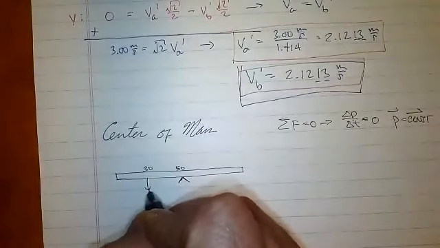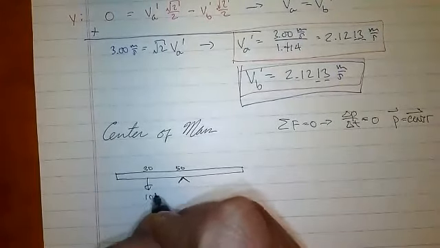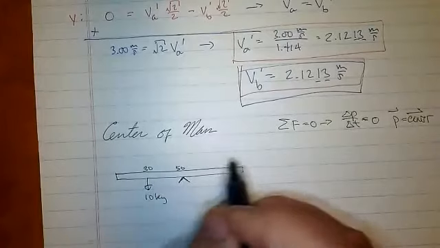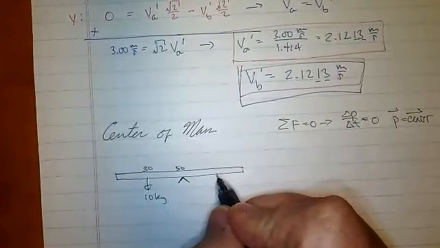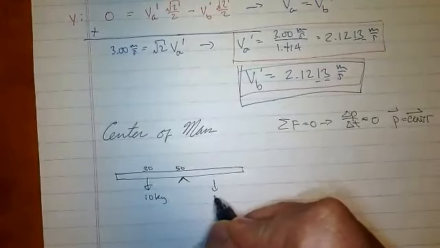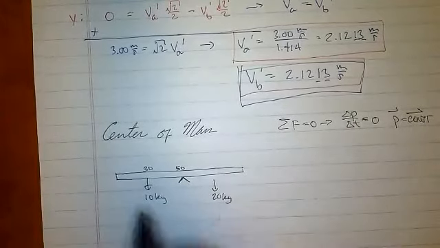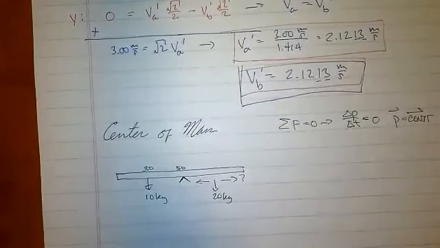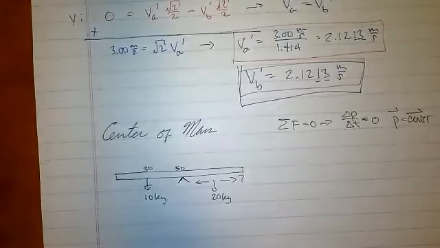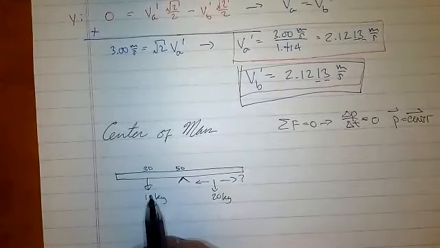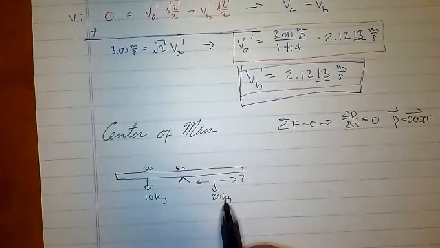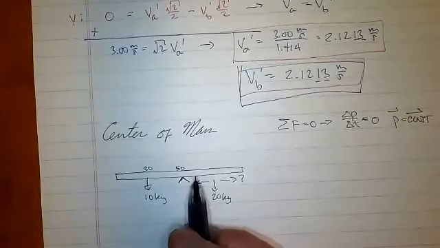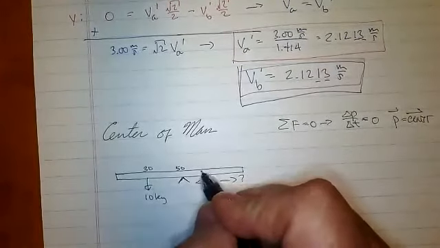If I hang a mass of, say, 10 kilograms here, then where would I need to hang a 20 kilogram mass to balance it? Anybody know? Twice as far. Now I'm trying to balance 10 with a 20, so that's actually twice as heavy. So do you want to go twice as far away? Yeah, you want to go half, right? So this one was 20 away, so I want to go to 40.